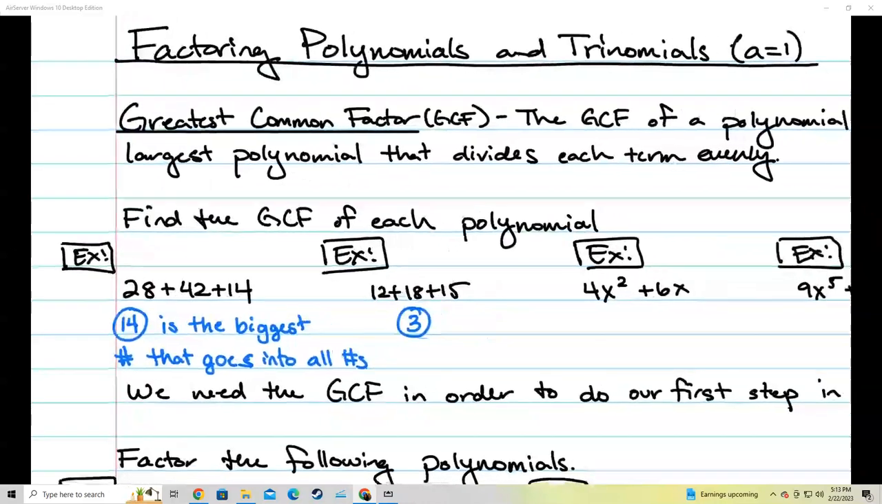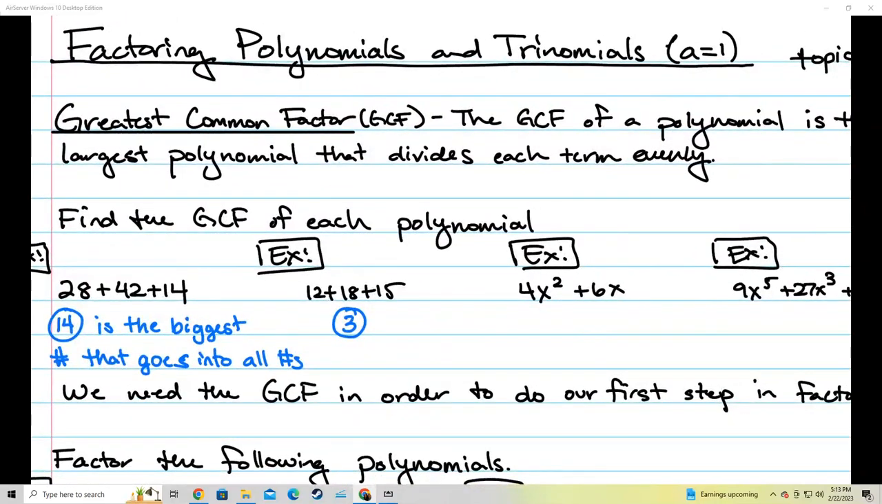All right, here's where it starts getting interesting. As far as numbers are concerned, I want you to notice that both the 4x squared and the 6x have a 2 that can go into 4 and a 2 that can go into 6. So I know that 2 is in fact the largest number that goes into both. But as far as the number of x's, the x squared has 2 x's and the x has 1 x. So they share at least one of those x's. So I'm going to say that 2x is the GCF of these ones.